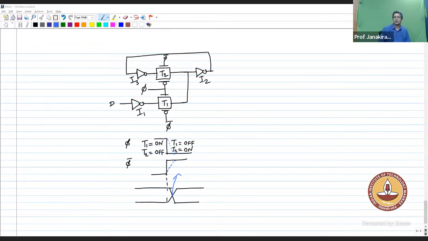So why is falling not allowed in... I mean, the input cannot fall because there is no way to pull the output up.